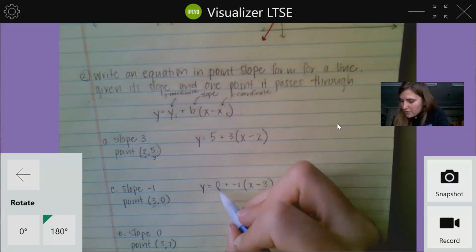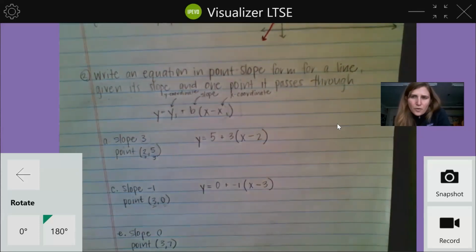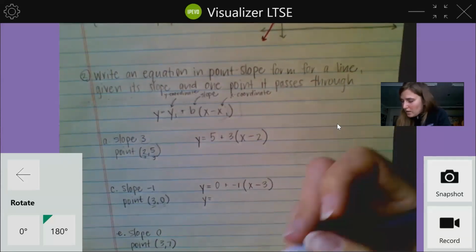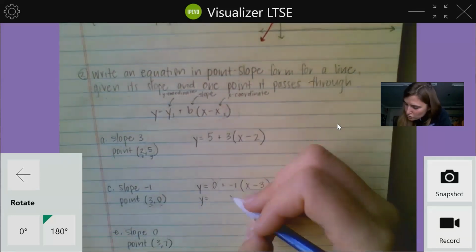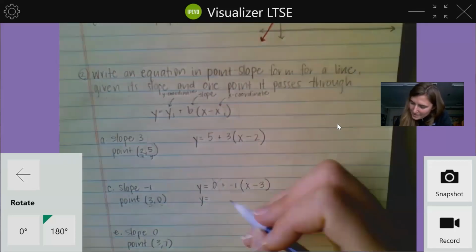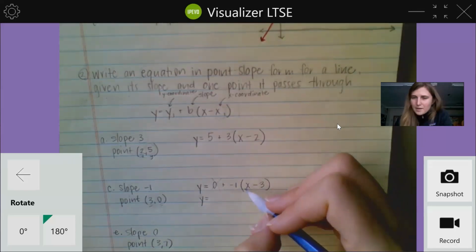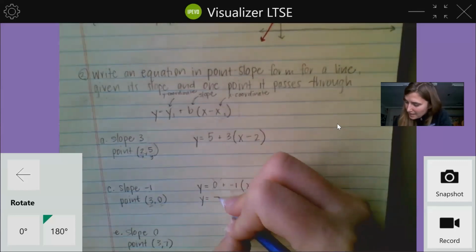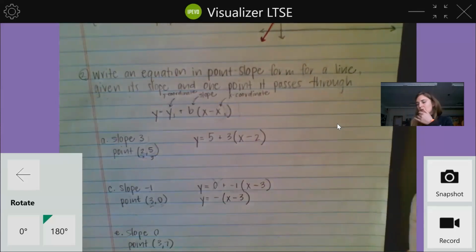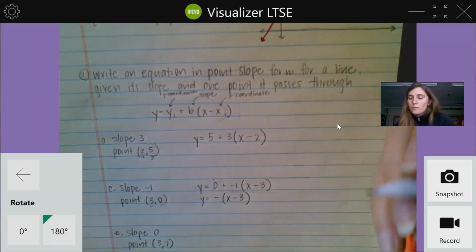We can simplify this a little bit. So if I just have 0 plus something, that 0 doesn't really do anything, so I can just get rid of it. So instead of 0, I'm just going to write this piece. And instead of saying -1 times this, I can just say negative x minus 3. And that would still be in point-slope form.